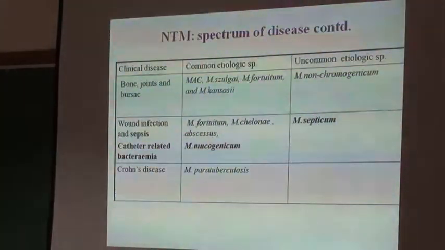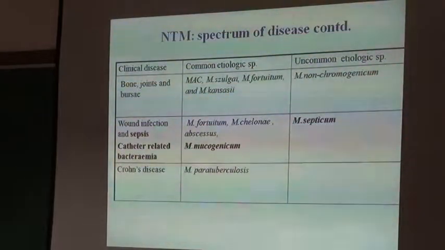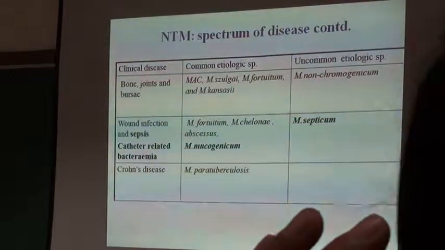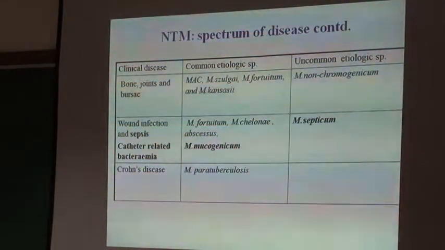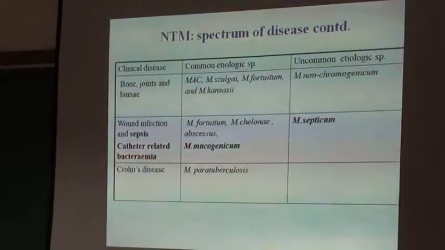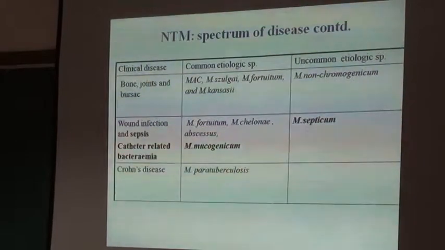Now coming to the infection of bone, joints, etc. The most common species is again Mycobacterium avium complex, followed by Mycobacterium szulgai, Mycobacterium fortuitum and Mycobacterium kansasii. Similarly, wound infection is most commonly caused by rapid growing NTM species, that is Mycobacterium fortuitum, Mycobacterium chelonae and Mycobacterium abscessus. These are termed rapid growing Mycobacterium species that cause wound infection along with sepsis.